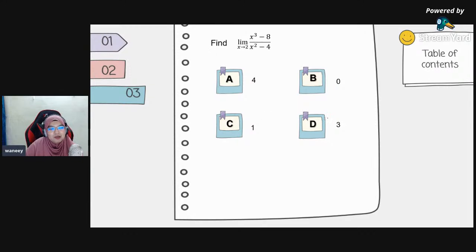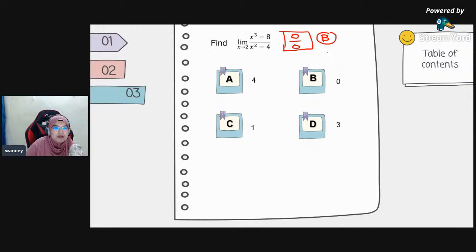Right, so basically untuk limit apa-apa pun kita akan cuba dulu ganti. So 2 kuasa 3 kita dapat 8, 8 tolak 8 kita akan dapat kosong. And then 2 kuasa 2, 4, 4 tolak 4 pun dapat kosong. So basically yang ini akan jadi kosong per kosong. So kalau kosong per kosong ikut nota that we had learned on last Tuesday, yang ini adalah part B. Yang mana dia indeterminate form, 0/0.